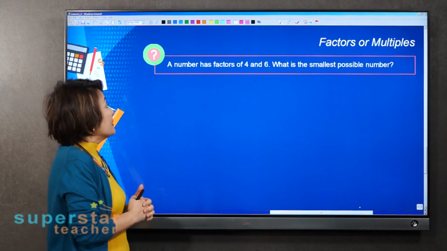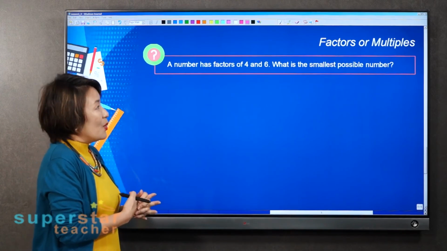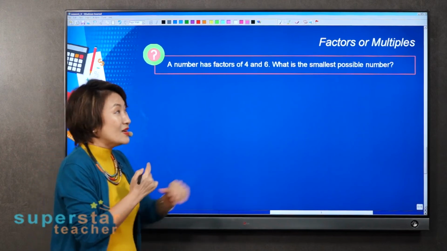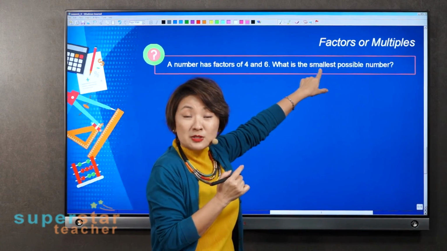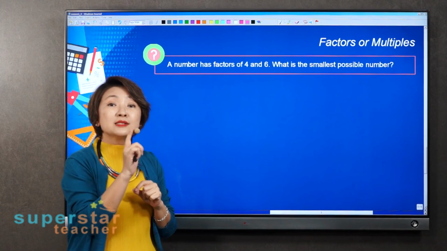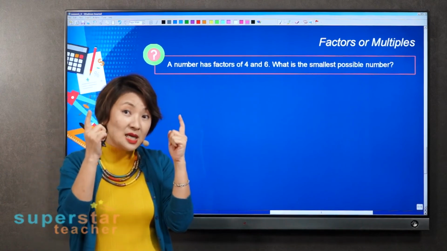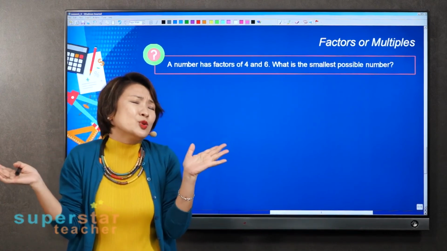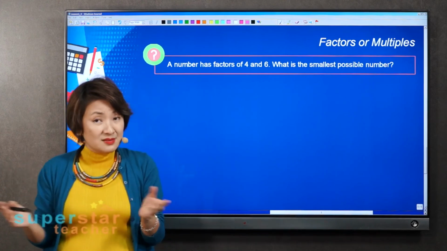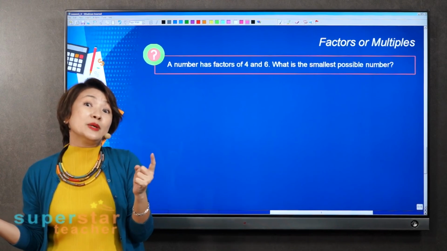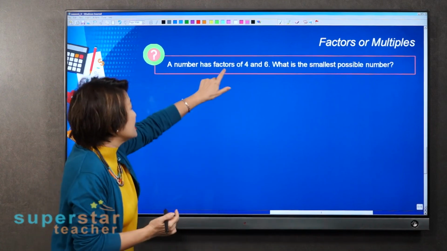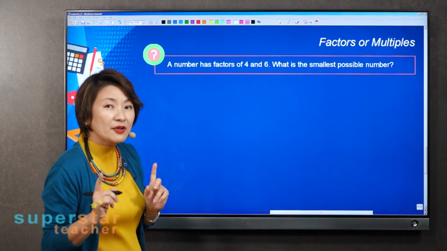This one. A number has factors of 4 and 6. What is the smallest possible number? Now, using the clue I told you just now, look for this one. Smallest possible. Usually when they ask you for the smallest, are you looking for the smallest common multiple or smallest common factor? Which is logical? The smallest common factor, you don't have to do any working. You know the answer is 1. So of course, it's not the lowest common factor. Then it has to be the lowest common multiple. So although the word says factors, you know that you're looking for multiples.